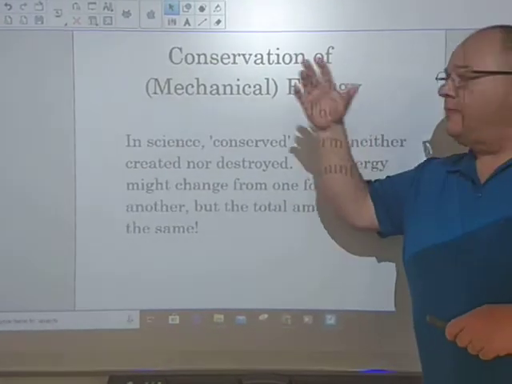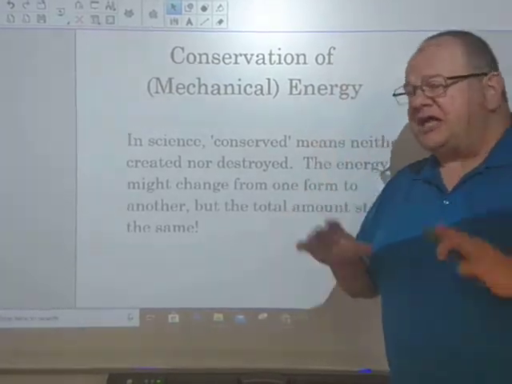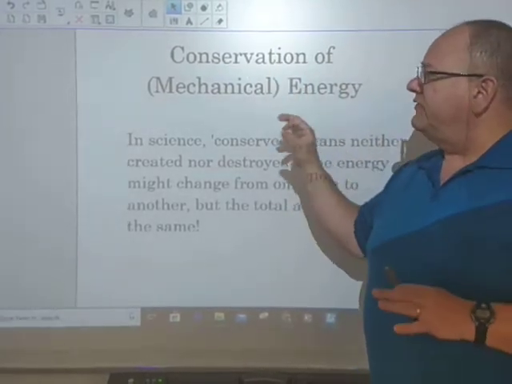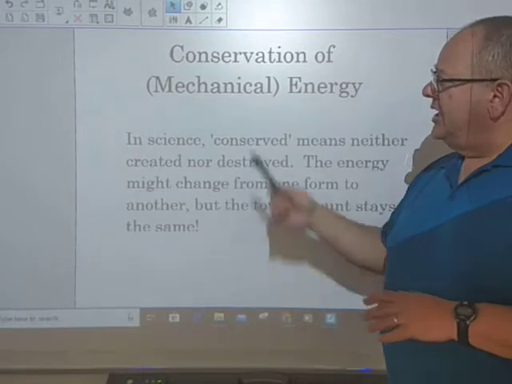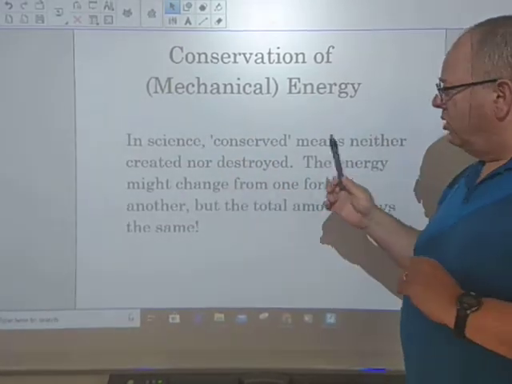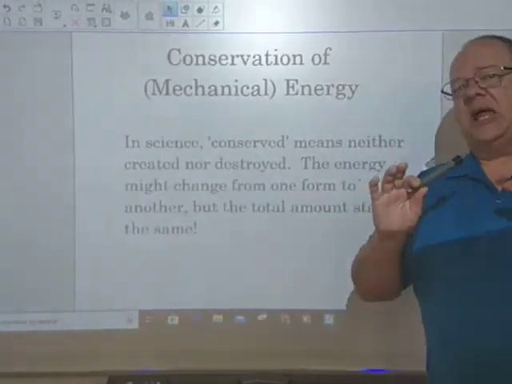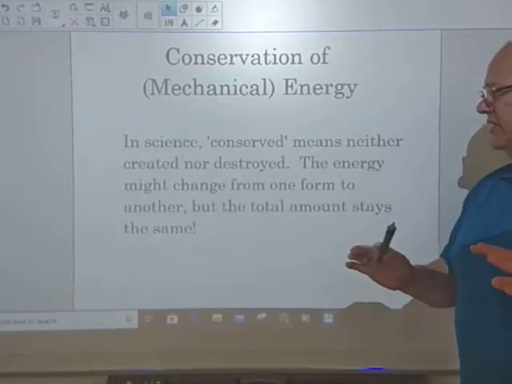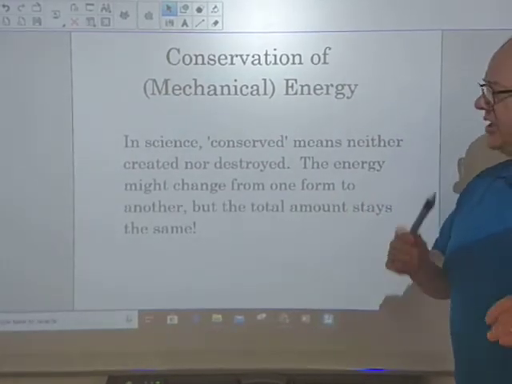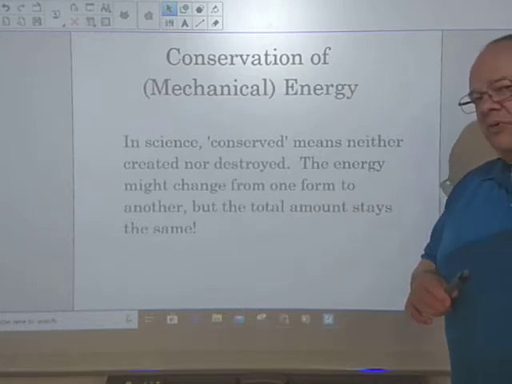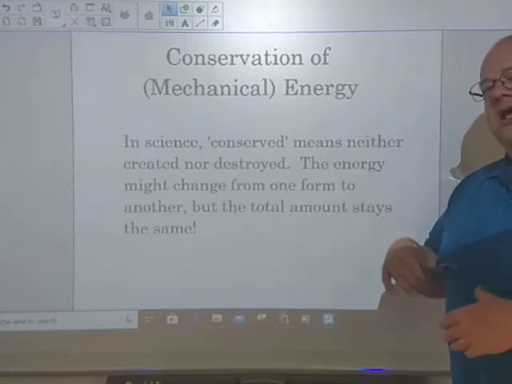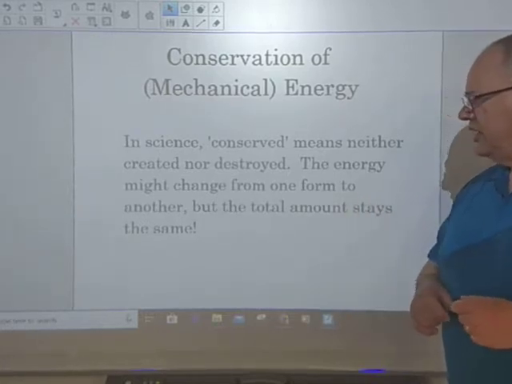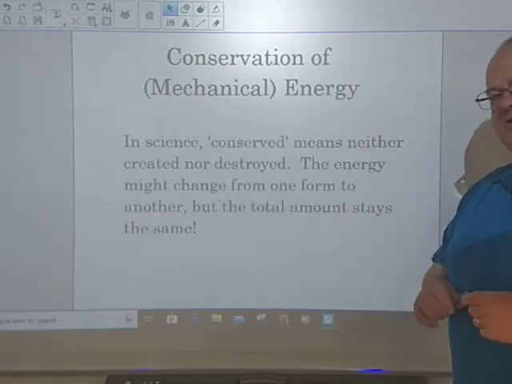So, we're talking about conservation of energy, and for our class particularly, we're talking about conservation of mechanical energy. And in science, that word conserved means it cannot be created, it cannot be destroyed. Okay? So we say energy cannot be created or destroyed. All that can happen is it can change from one form to another. The total amount stays the same.